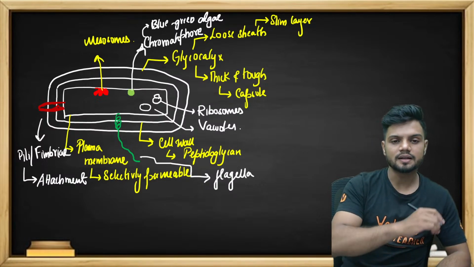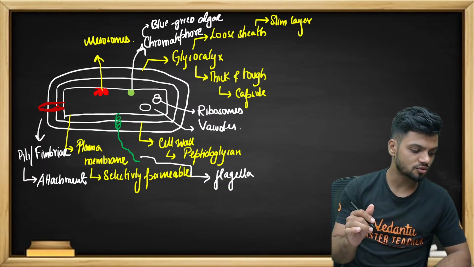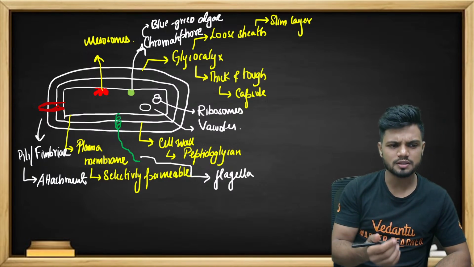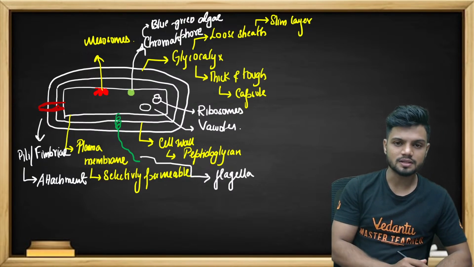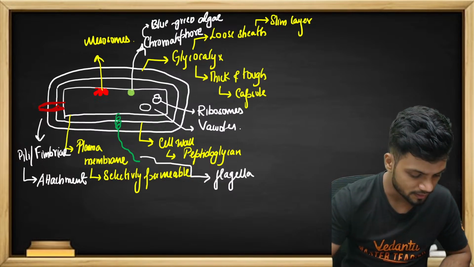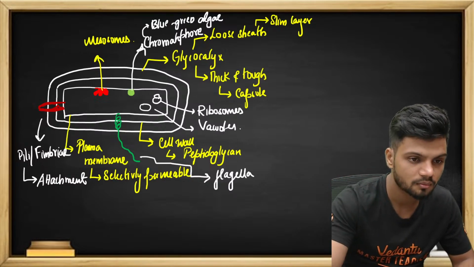So this is the entire structure of your bacteria. Apart from this, you will have inclusion bodies and everything, but they are not necessary right now. Okay, this is the entire structure of bacteria.